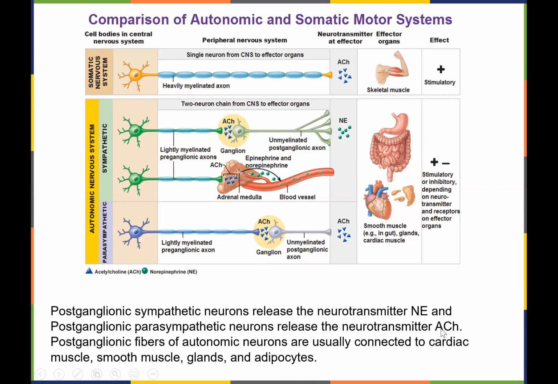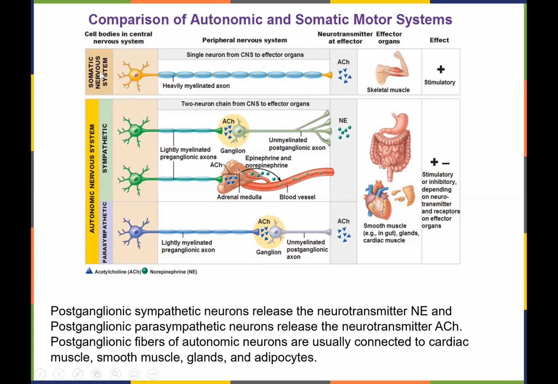So the postganglionic sympathetic neurons will release the neurotransmitter norepinephrine, and the postganglionic parasympathetic neurons will release the neurotransmitter acetylcholine. And these are the effector organs. So this is a very good summary slide.